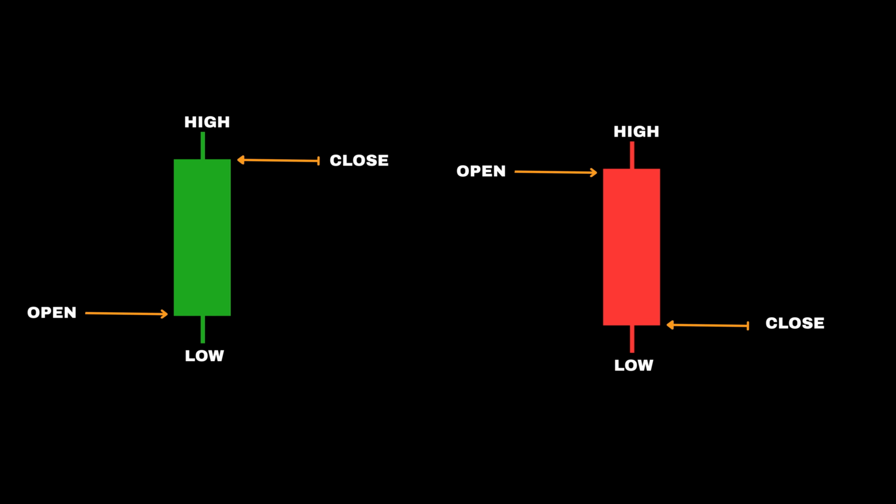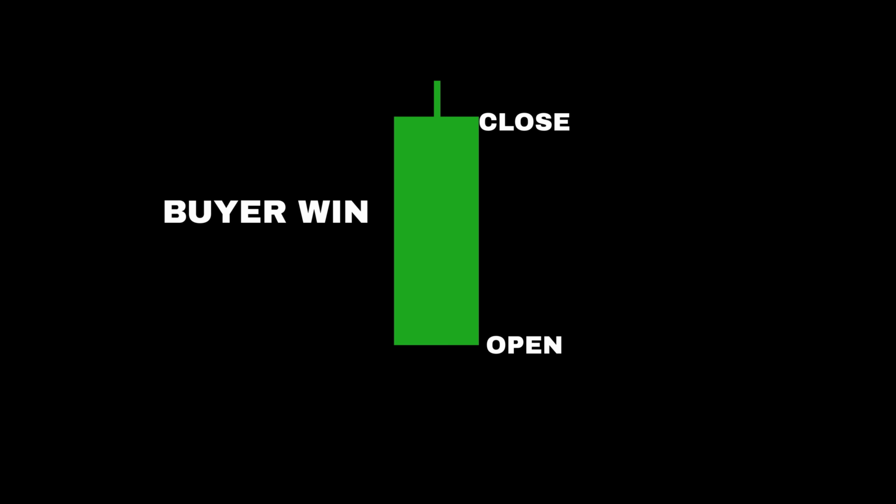Now, let's look at the thick part in the middle. This is called the body. The body measures the distance between the open and the close. If price rises from the open and closes higher, the candle turns green. That green color tells you buyers had the upper hand. They pushed price up and held it there until the candle closed.